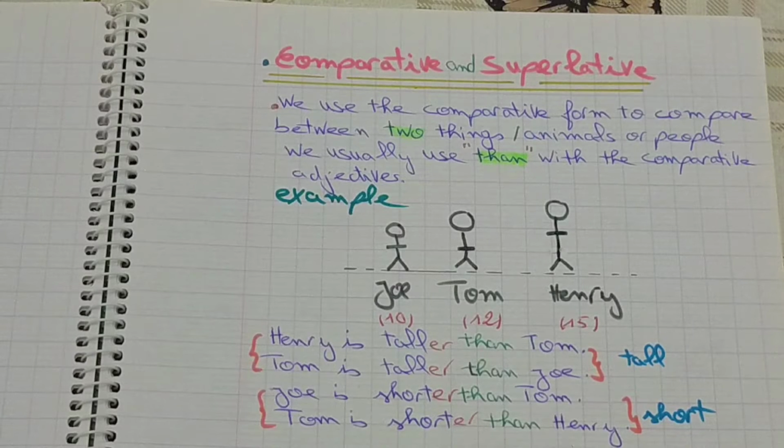We use the comparative form to compare between two things, animals, places, or people. We usually use than with the comparative adjectives. Let's see an example together.